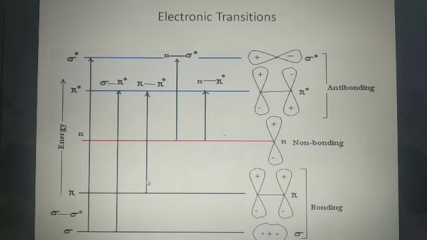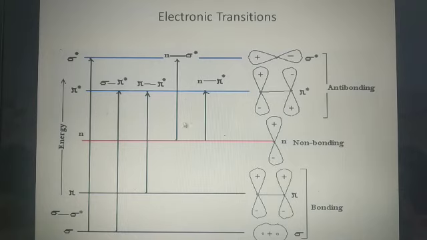So we can say 140 nanometer, which was required earlier, now it can be 170 nanometer. Then n to sigma star, the gap is a little less than this pi to pi star. It means we again require a lesser amount of energy than that one. N to pi star has the minimum energy gap. So minimum energy is required for the electron to change from the non-bonding state to the anti-bonding pi molecular orbital.